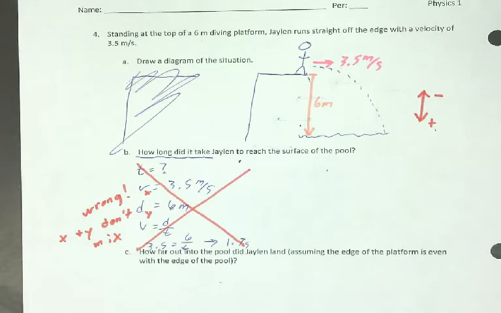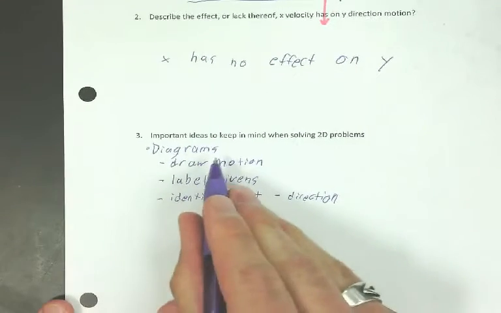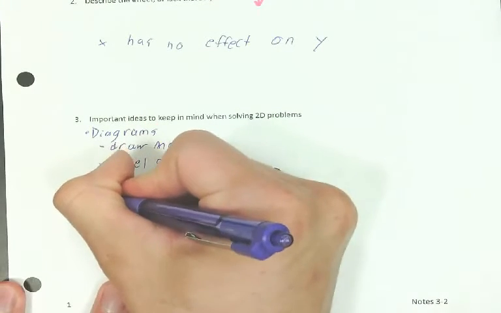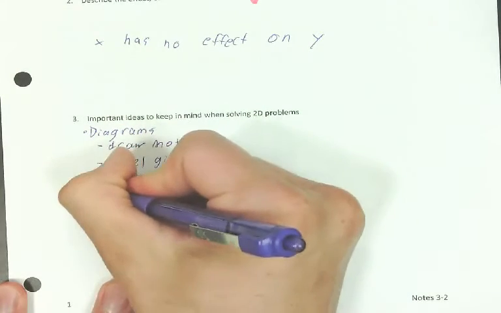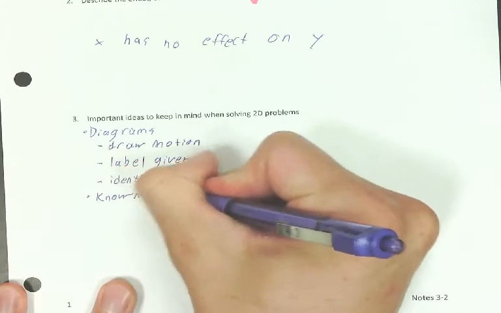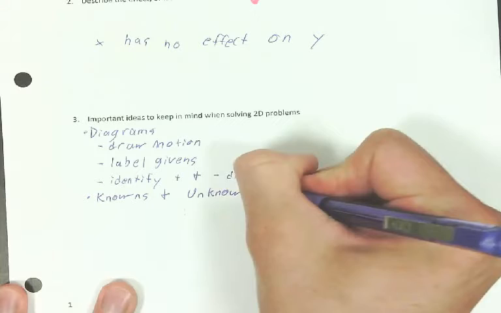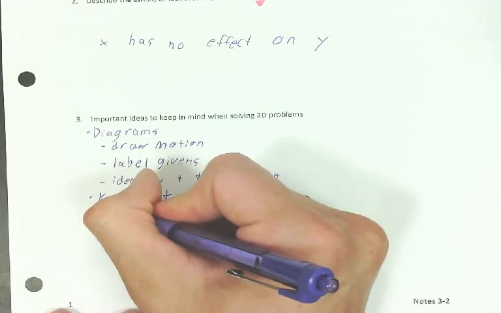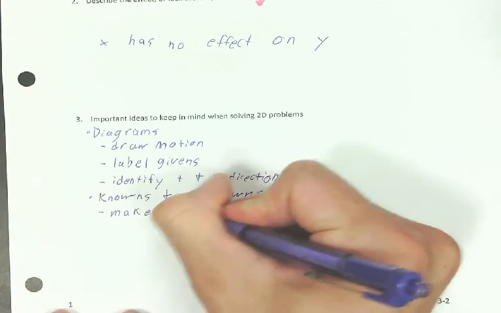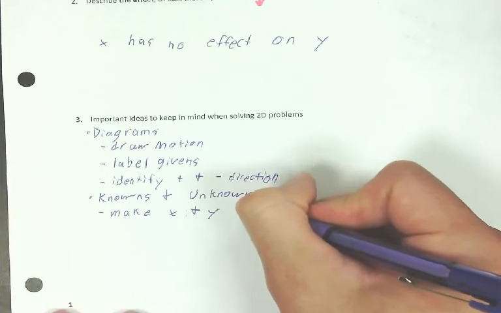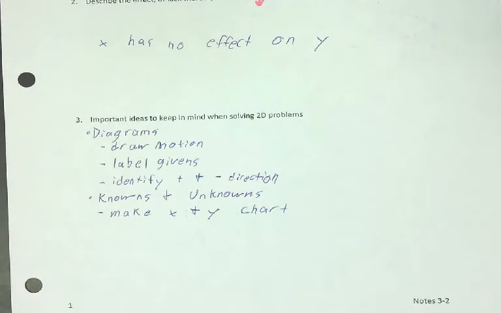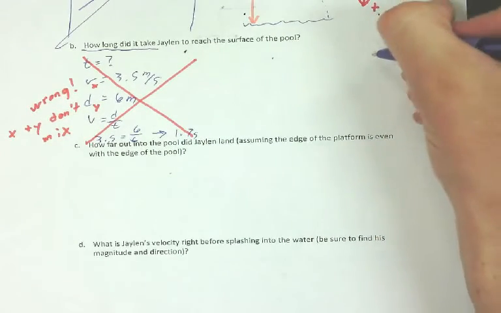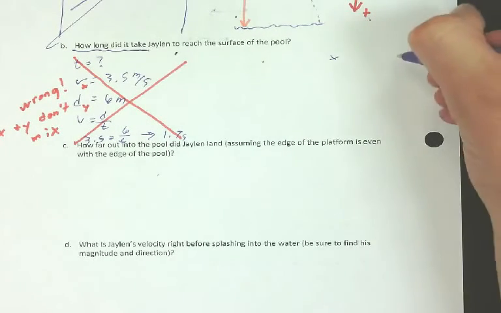So what we're going to do is make an x chart and a y chart to try to separate these things. So the second thing we need to do after the diagrams is we need to figure out how to do the knowns and unknowns. And the first thing we need to do with knowns and unknowns is remember to make an x and y t chart. Okay. Once we made the x and the y chart, now we're going to start plugging in the knowns and unknowns. So I'm going to make an x section and a y section.